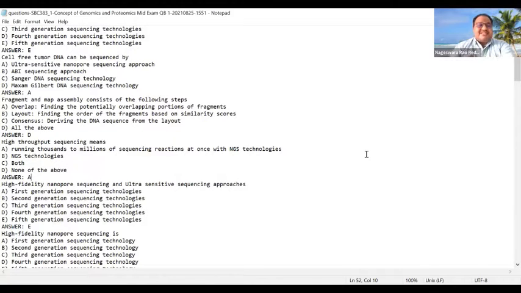So the next question here is: high fidelity nanopore sequencing and ultra-sensitive sequencing approaches are which? First, second, third, fourth, or fifth? Which one is among them? High fidelity nanopore sequencing and ultra-sensitive nanopore sequencing approaches. Gunadeepak.